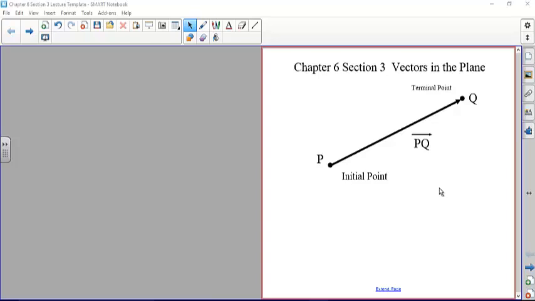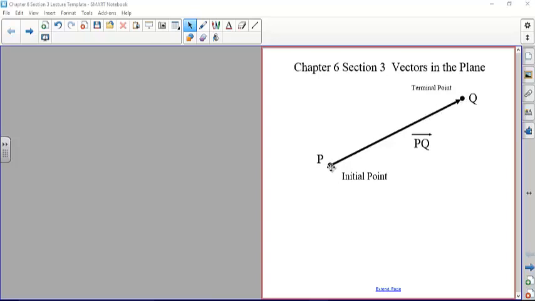And we call it vector PQ. And it has a direction which goes from P to Q. Now if it was going from Q to P, it would be vector QP. And we call the point in space here the initial point, and the one that it's going to is the terminal point. And we call this the tip and the tail because it looks like an arrow, and this would be the tail of the arrow and this would be the tip of the arrow.